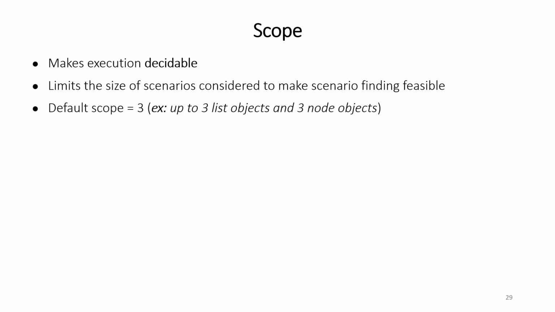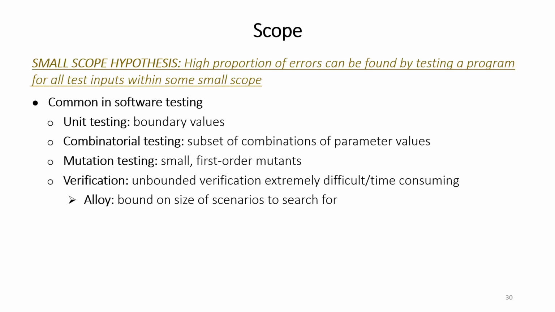Okay, so the default scope usually is 3. How come so small? There is this idea of the small scope hypothesis. This hypothesis says that if your software has bugs, then these bugs will already exist in small scopes. So if there are any issues, you'll probably be able to observe them on small examples. This is some kind of idea which is quite common.